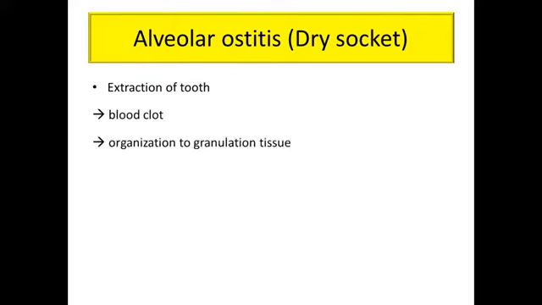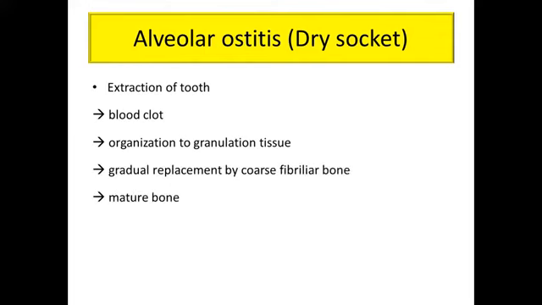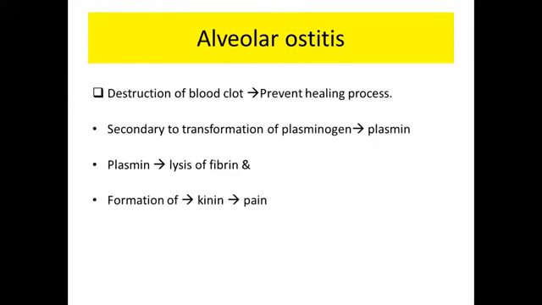So dry socket, the idea is how this condition happens. Normally after extraction of the tooth, a blood clot forms. Then after organization, granulation tissue occurs. Gradual replacement by coarse fibrillar bone, and then the bone becomes mature. In alveolar osteitis or dry socket, there is destruction of the blood clot.